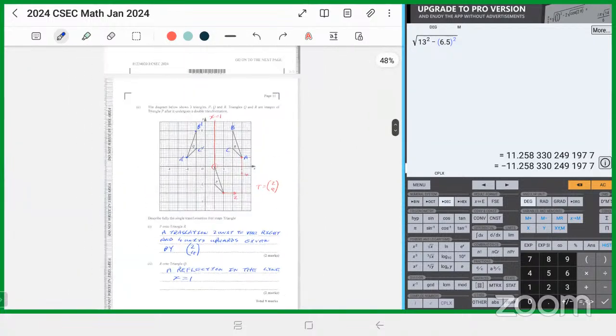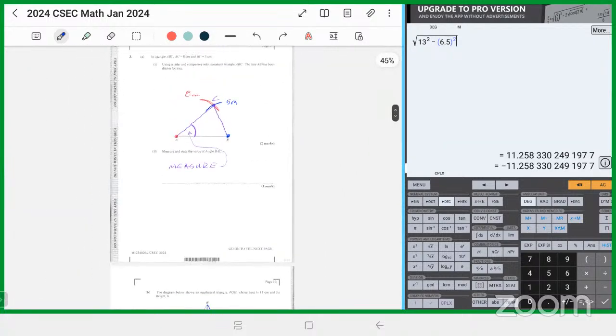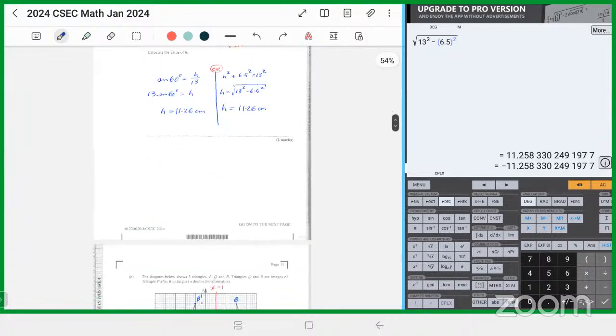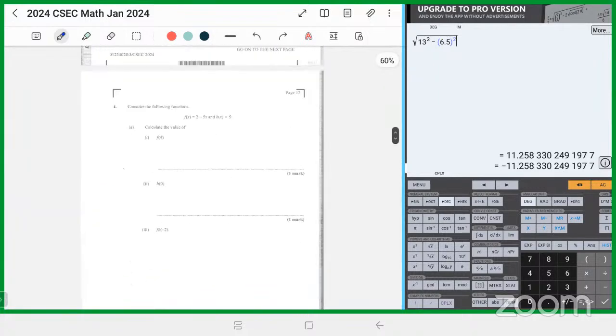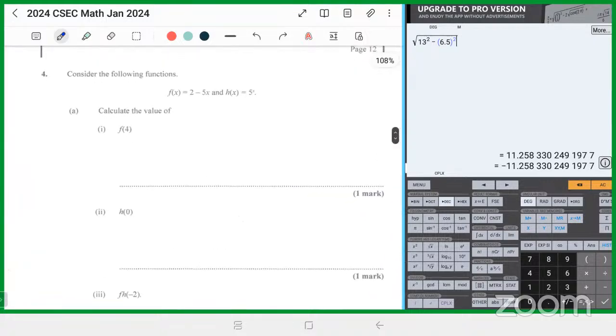This is number 3. And we'll do number 4 in the next recording. In the next recording, we'll start back at number 4. Okay, let's do this.